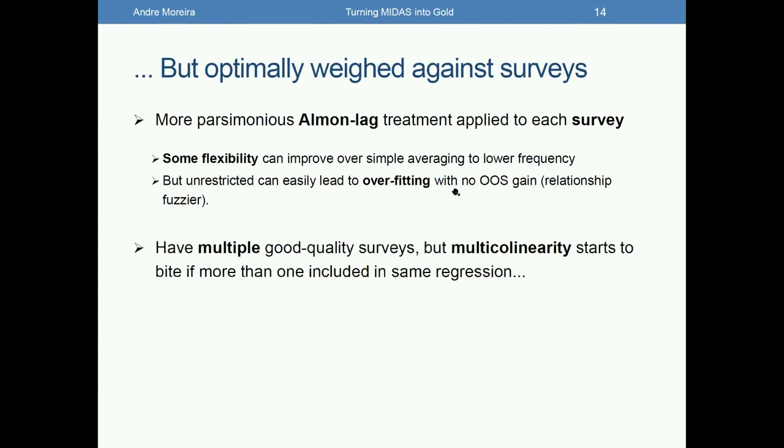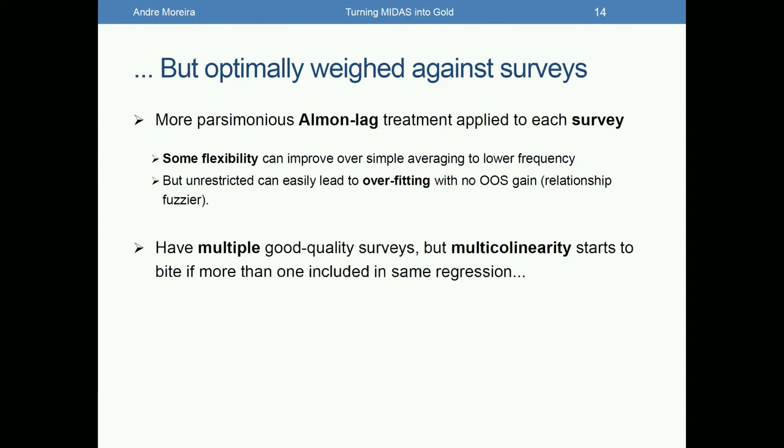So the other element of the model is the surveys. Making the opposite argument to the one I just made, there the relationship is fuzzier and you don't really need that additional precision. And indeed, if you estimate separate coefficients for each of the lags, you very easily end up overfitting, with weird negative signs and bouncy coefficients that don't really make sense. And if you test them out of sample, they don't help in terms of your forecasting ability. So keeping the model parsimonious in that particular bit is useful.